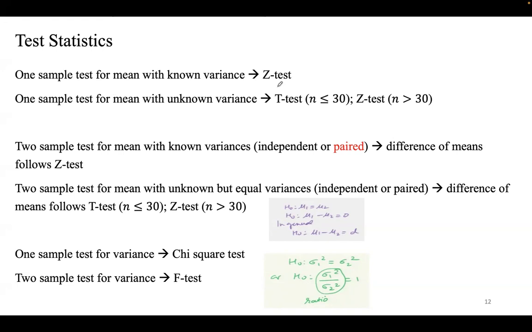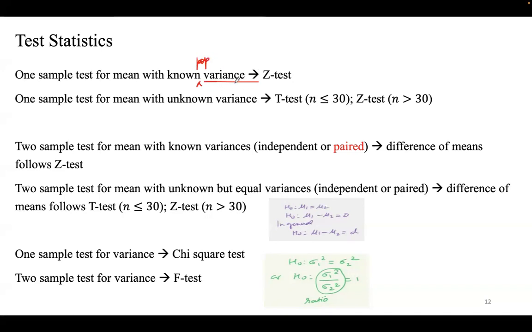If you remember, z-test is nothing but standard normal. You're defining a standard normal variable: x bar minus mu divided by sigma by root n. So that's a z-test. And when we're talking about the variance, we are talking about the population variance. So population variance is known.